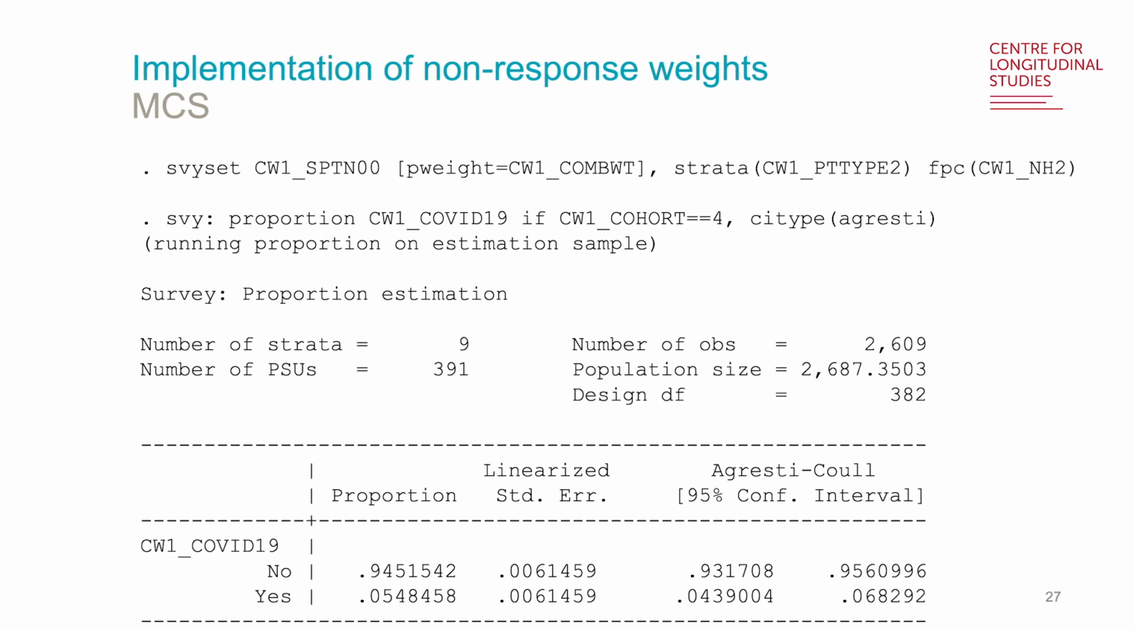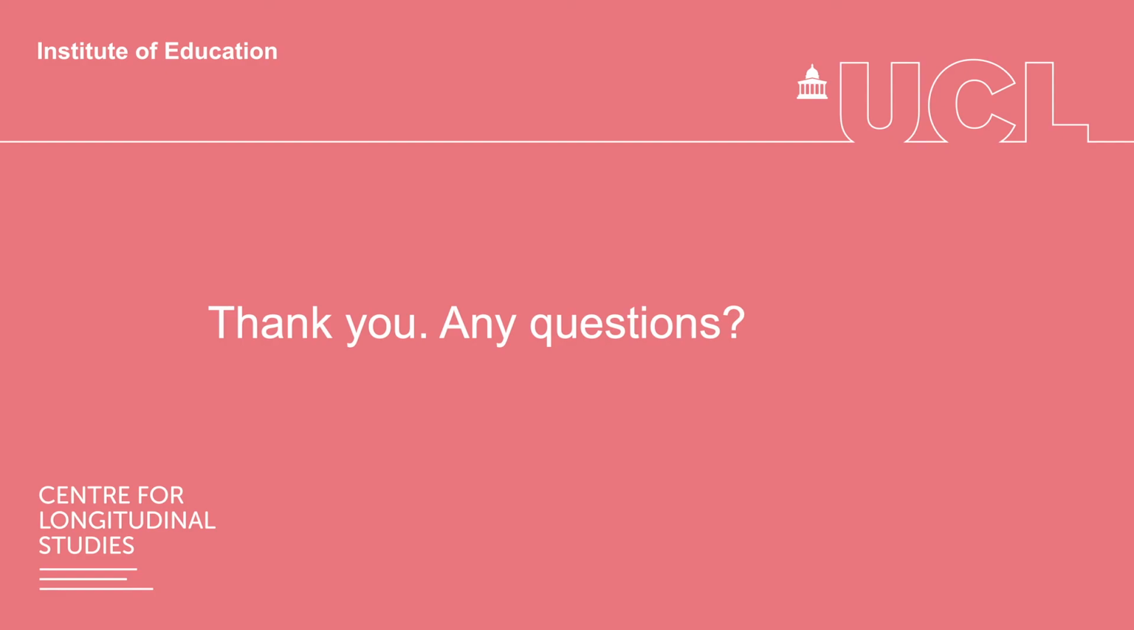Similarly for MCS, there's PSU to specify, there are strata to specify, but now there's also the finite population correction to specify. And here we get a prevalence of 5.5%. So hopefully seeing some examples will illustrate the types of analysis that you can do and how you would go about doing that.